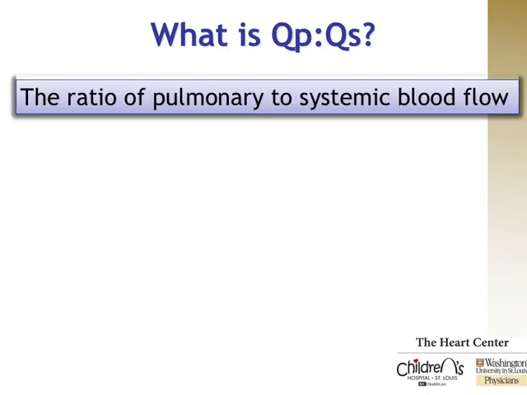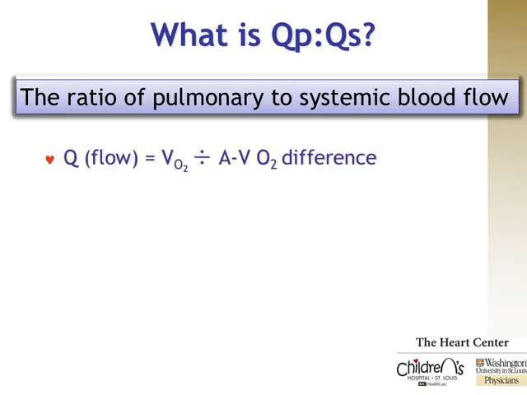The next concept I want to talk about is QP/QS, or the ratio of pulmonary to systemic blood flow. It's a number that we calculate often in the cath lab when we're evaluating patients' cardiopulmonary physiology. It's a calculation we can sometimes do an estimate of at the bedside in some of the complex patients that we manage. And it's important to understand the value of this and how we generate this information.